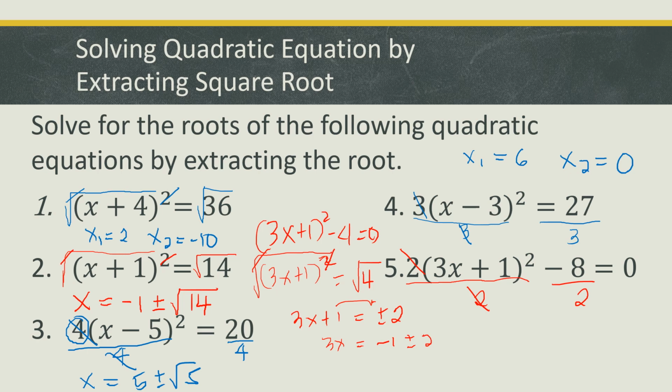Since we have here a numerical coefficient of 3, for us to eliminate it, we need to divide both sides by 3. So therefore, we have now the first solution, negative 1 plus 2 divided by 3. The second solution is negative 1 minus 2 divided by 3. That we have negative 1 plus 2 is positive 1 over 3. The other one is negative 1 minus 2, that is negative 3 divided by 3, or simply, that is negative 1.